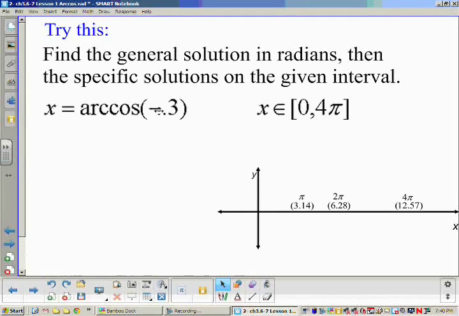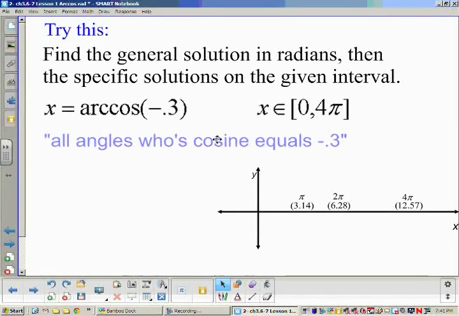Another thing to just mention here, this is as if we've taken our first step. The cosine of x equals negative 0.3. We've already undone cosine with arccos. This gives us all angles whose cosine equals negative 0.3. So we're going to find the general solution in radians and then along the given interval. And you will need your calculator for this.